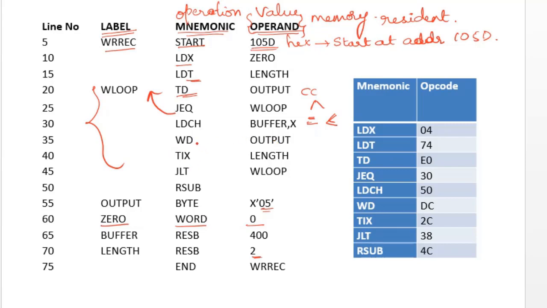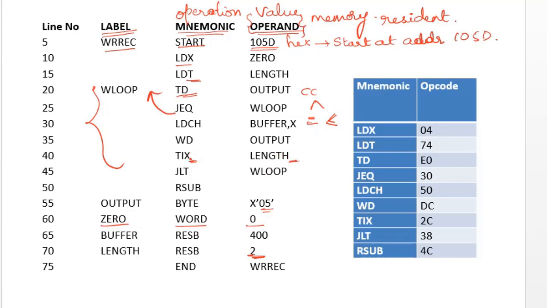And after writing 1 byte of data to the output device, we are incrementing the index register value by one, using the TIX instruction. What is the job of the TIX instruction? It will increment the value of X by 1. Also, it will perform the comparison with LENGTH. And if the index register value has not reached the maximum buffer length, which we have not defined, we have just reserved 2 bytes. Any value you can fill up in these 2 bytes of memory.